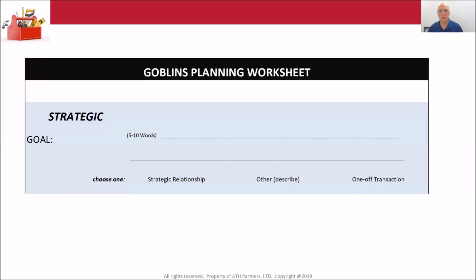So that is our strategic goal in slightly more than 5 words. And then we're going to decide for the person sitting across from us, what do we want from them? Do we want a strategic relationship based on our goal? Do we want a strategic relationship, a one-off transaction, or something in the middle? Spoiler alert, there's not much in the middle.